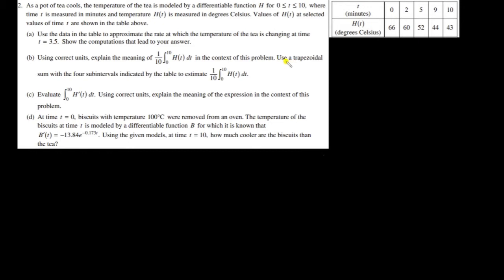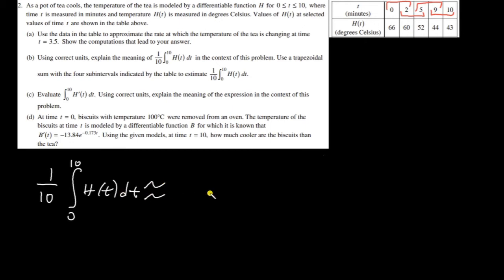And then now we need to approximate that using a trapezoidal sum with the 4 subintervals in the table. So by 4 subintervals, they mean the first interval goes from 0 to 2, and from 2 to 5, and from 5 to 9, and from 9 to 10. Okay? And the actual calculation of this trapezoidal sum, so it's 1 over 10 times the integral from 0 to 10 of h of t dt.